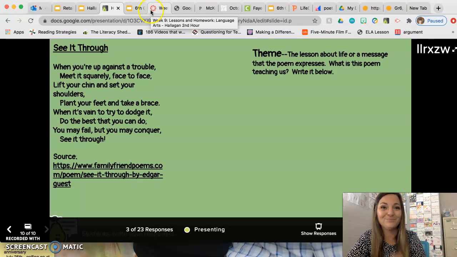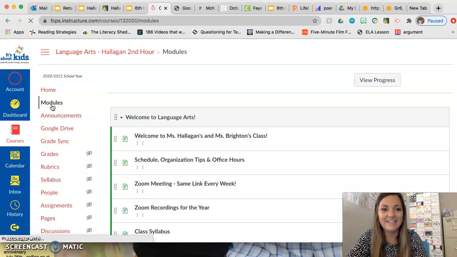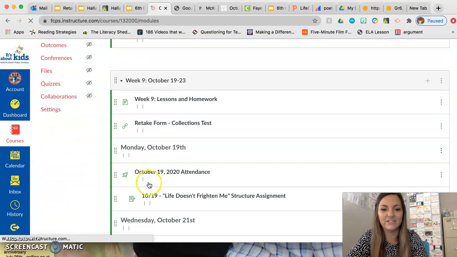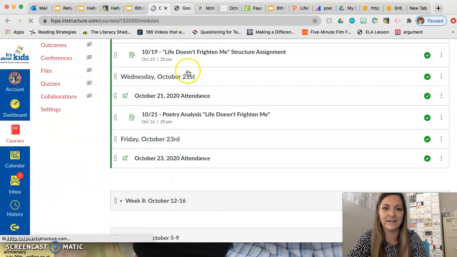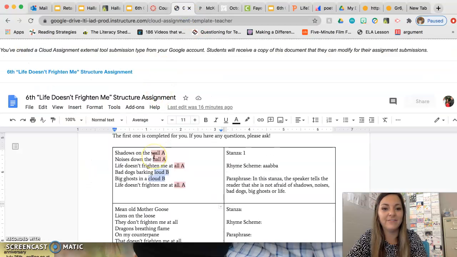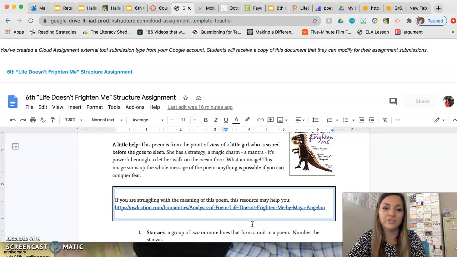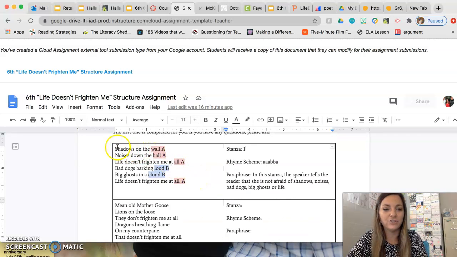The last thing you need to do in your modules is your assignment, which is called Life Doesn't Frighten Me Structure Assignment. What you have to do is fill out the rhyme scheme. You have to tell me what stanza number it is, and then paraphrase it. If you're struggling with the meaning of the poem, I have put a link on there to help you a little bit. Make sure you read the directions. It wants you to do the rhyme scheme. The verse is done for you. Number the stanza, and then tell me what those stanzas mean.